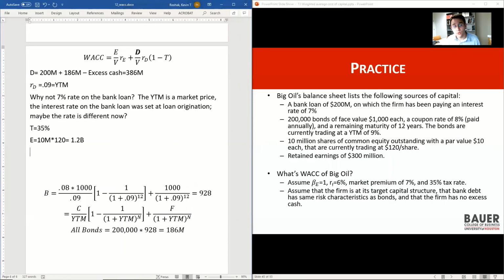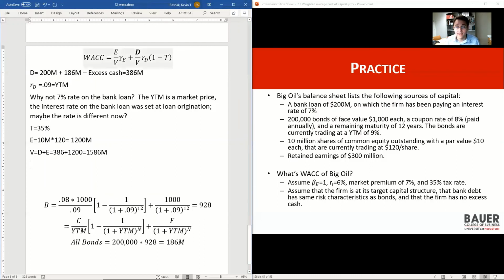If we have the total value of debt at 386 and we have the value of equity at 1.2 billion, that means we can find the total value. That's debt plus equity. So that's going to be 386 plus 1,200 million. Keep everything in millions for simplicity. We have 1,586 million in total value. So you see what we're doing? We're just taking it piece by piece. Last thing we need is the discount rate on the equity, and then we'll be done. We know the beta on the equity is 1, the risk-free rate is 6%, and the market risk premium is 7%. So we're golden. We just need to walk through the CAPM like we've done so many times before.